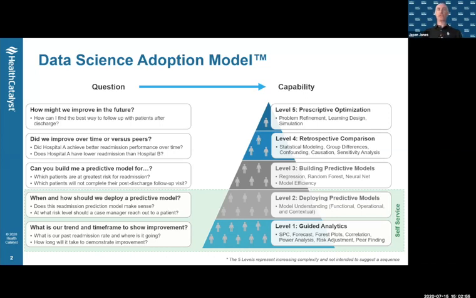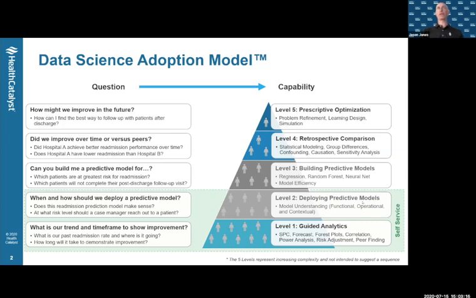But generally speaking, the type of question that we're trying to answer at this first level is what's our trend and what's our time frame to show improvement? How long should we give ourselves? Is this going to take us 3 months, 3 years? How will we know if we're making the difference that we hope to be able to show in the world?